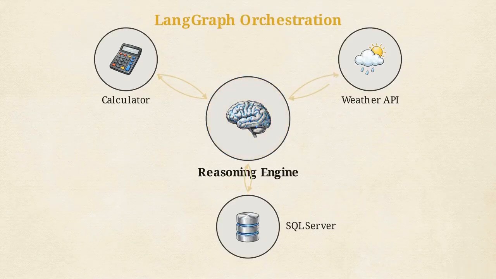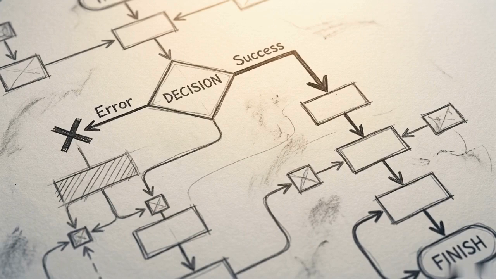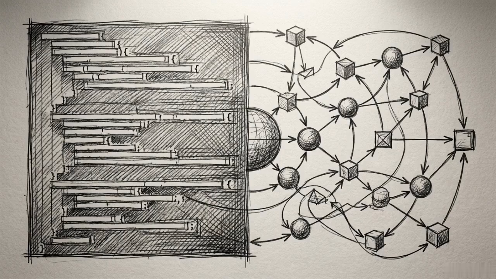LangGraph orchestrates a cyclical loop where the agent observes its output, running processes until the task is complete. Mastering this architecture lets you build systems that adapt their execution path based on the data they encounter, moving beyond the constraints of rigid, pre-written scripts.